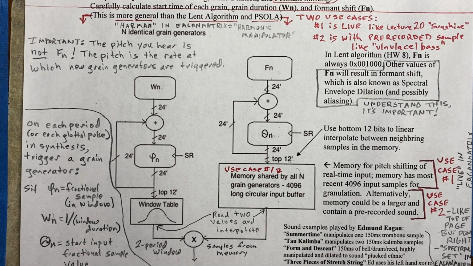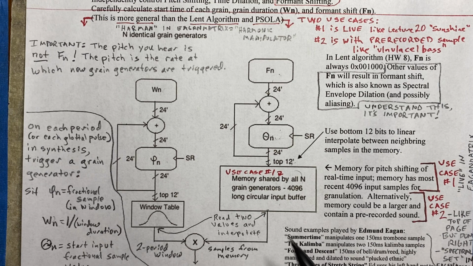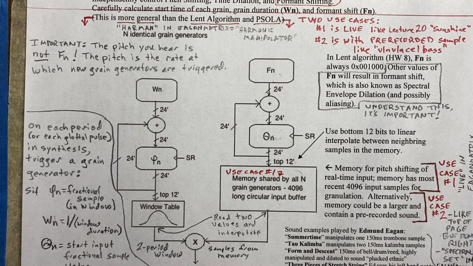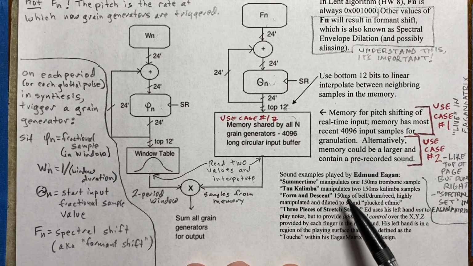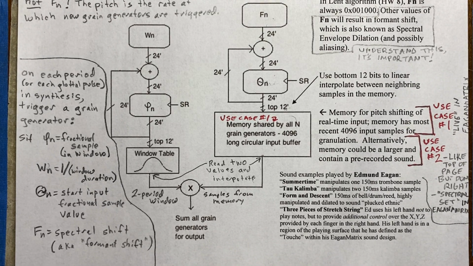But if you want to do time dilation, you can wander around in different parts of, say, use case 2, different parts of the recording, and use the different parts of the sound. So here again, Summertime, a 150 millisecond trombone sample. All of these examples that I'm going to show primarily use, as a core of it, this serialized Lent algorithm you're looking at here, or synchronous granular synthesis, but they also use other features.